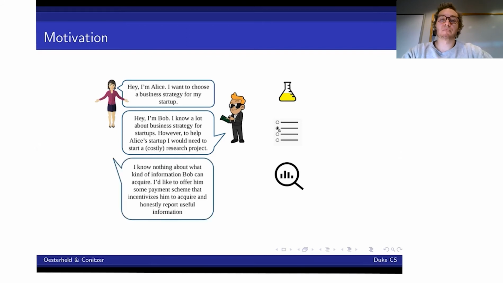And so Alice really wants Bob to acquire useful information. But to do so, she has to set some kind of incentive. So she has to set up some payment scheme that incentivizes Bob to acquire one of the available pieces of information, to engage in some kind of research. And we'll also assume that Alice doesn't really know what kind of research Bob could do and how costly these different projects would be.